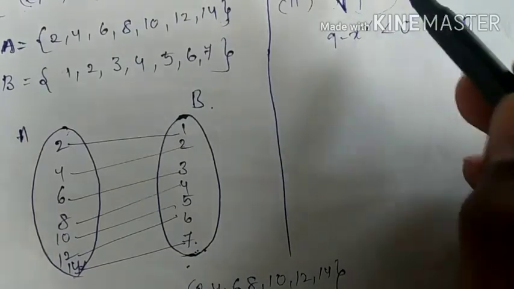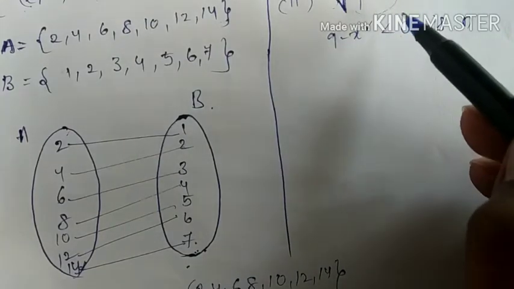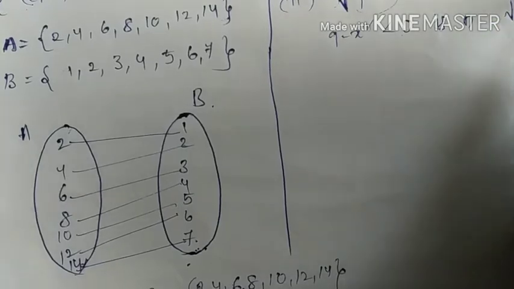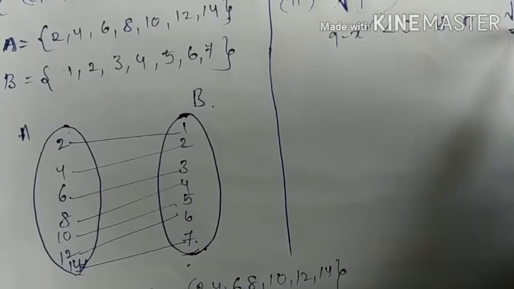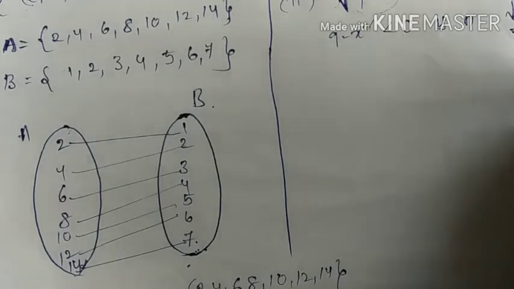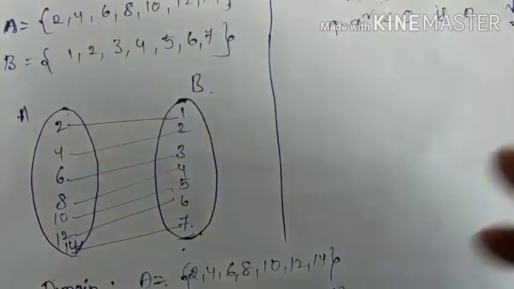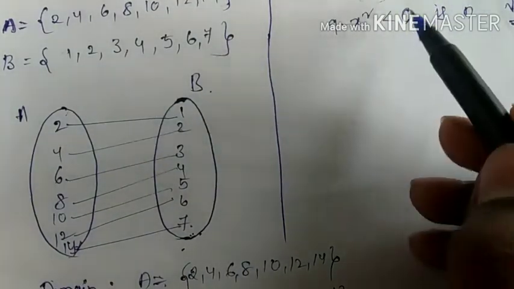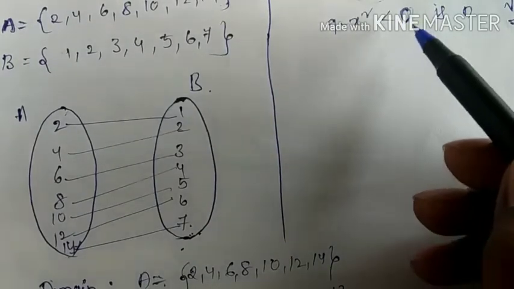this function is not defined, because less than 0 means we will get negative values. Suppose root of minus 1, or any negative value, we cannot define the square root of that particular number. So that's why you have to take the values greater than or equal to 0 only, right?